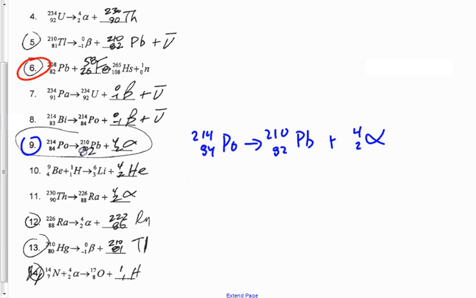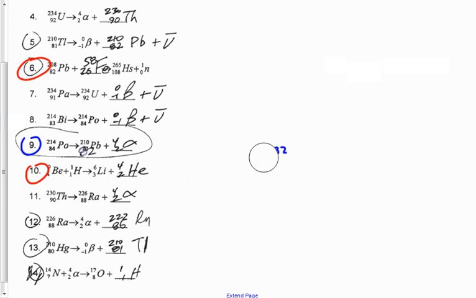Any others? Yep, that's right. You got 6 and 10. Any others? Going once? Going twice? All right, number 6 says let's do it from scratch here, even though we've got the answer written out for us here. We've got lead 208, which has an atomic number of 82.